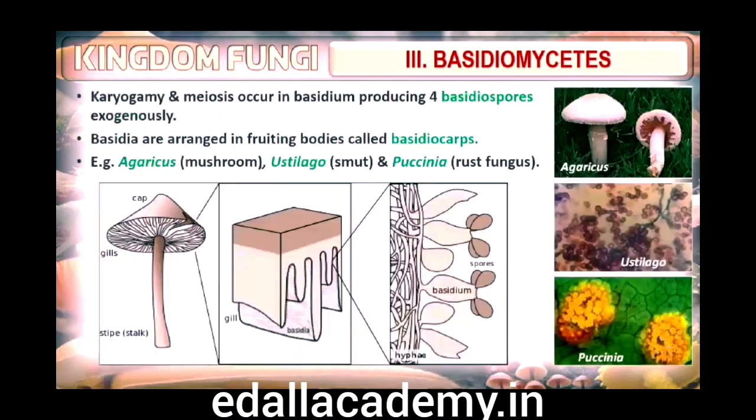Karyogamy and meiosis take place in the basidium, producing 4 basidiospores. The basidiospores are exogenously produced on the basidium, plural basidia. The basidia are arranged in fruiting bodies called basidiocarps. Some common members are Agaricus, mushroom, Ustilago, smut, and Puccinia, rust fungus.